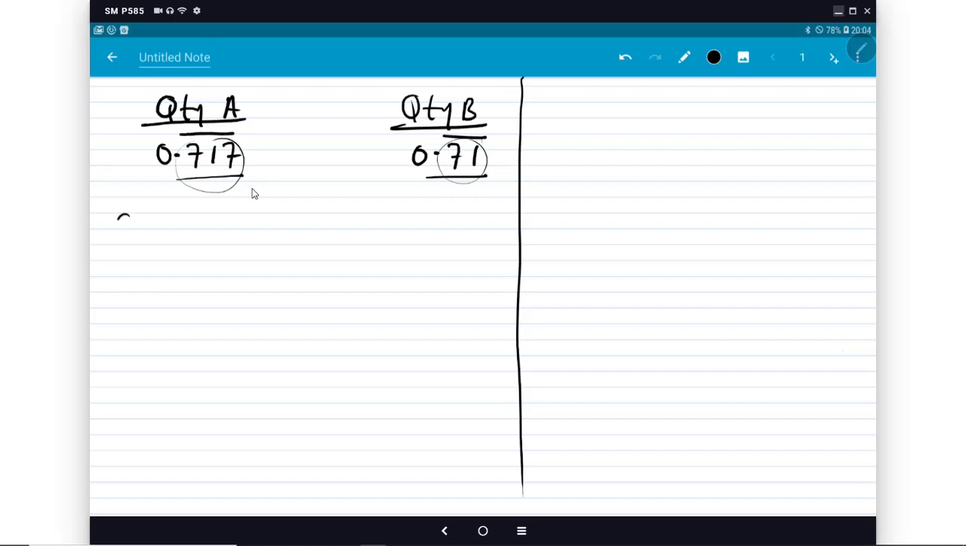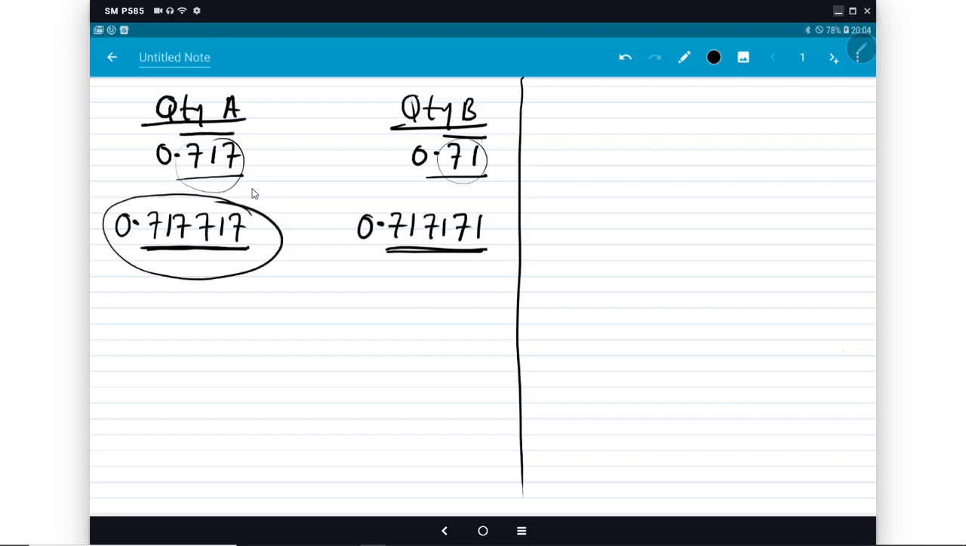So for instance, now my 0.717, let me repeat once more, 717. So I have six digits after the decimal point. So if I must have the same thing in my quantity B, then I must repeat the 71 two more times to have six digits after the decimal point as well. So here we have 0.717717. Here we have 0.717171. So now that they have the same number of digits after the decimal point, I'm free to compare them.